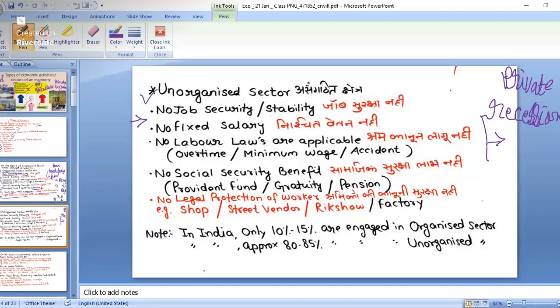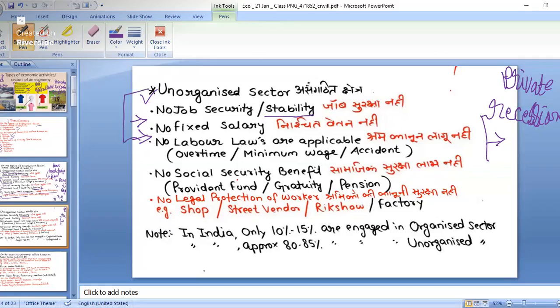There will be no job security or stability. There will be no fixed salary, and no labor laws applicable. If something needs to be completed, they will ask you to do overtime, but you will not be paid extra. So in the unorganized sector, no labor laws are applicable.